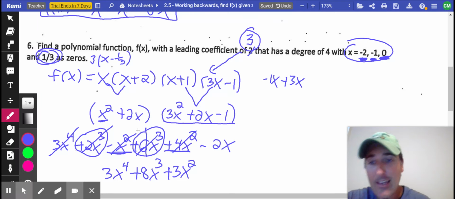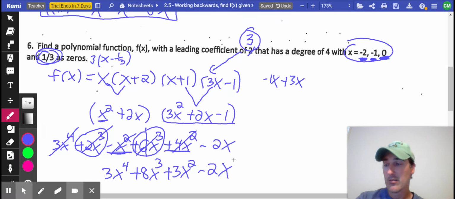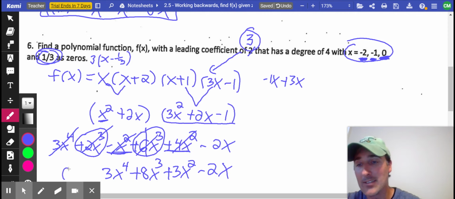Done with that. And then this is the only term we're left with. There's no other x's, so we just bring this down. So it's minus 2x. All right, so we get 3x to the fourth plus 8x cubed plus 3x squared minus 2x. This is the answer right here.